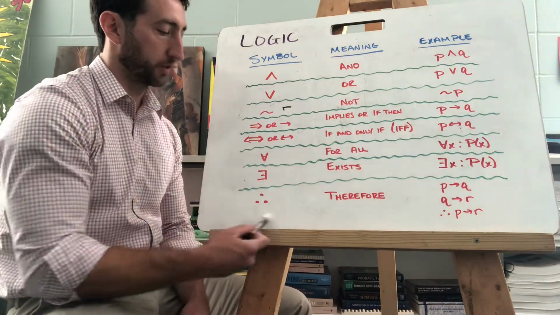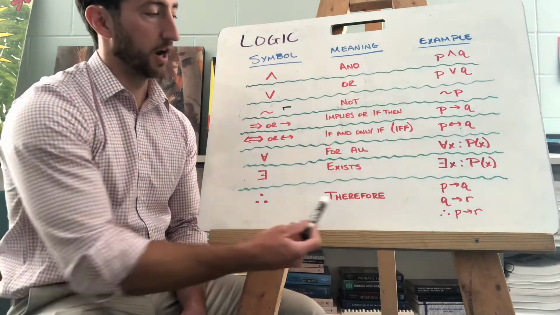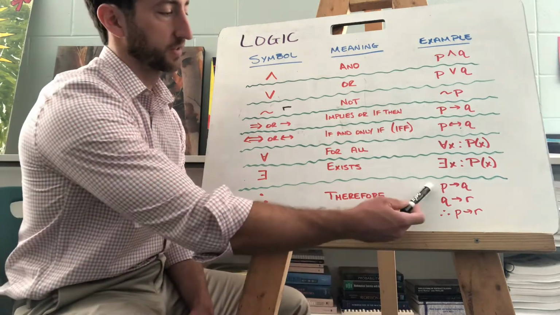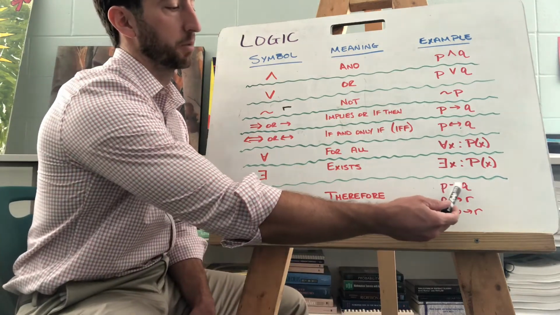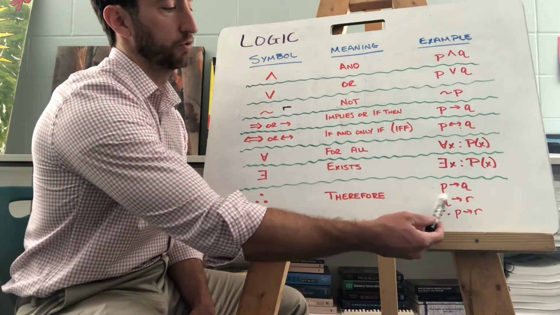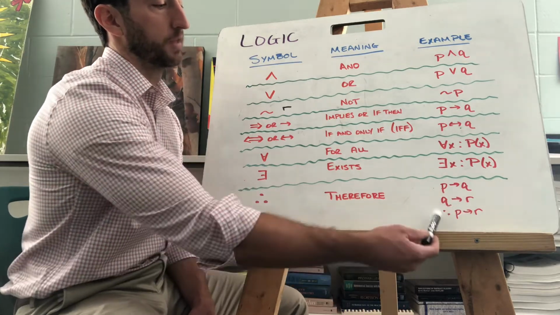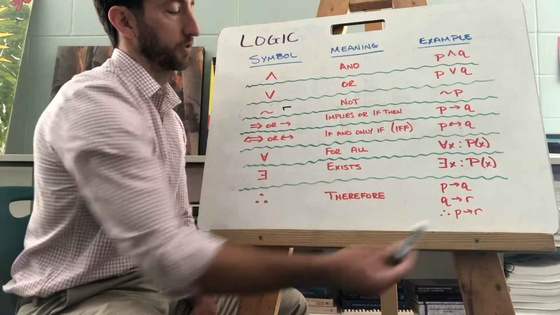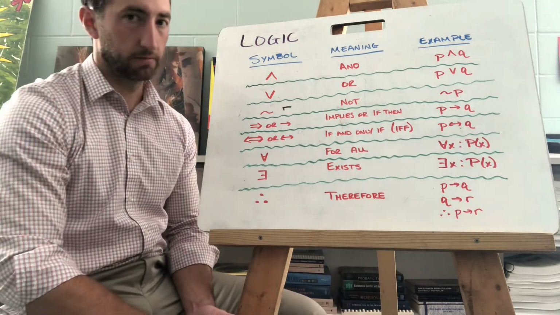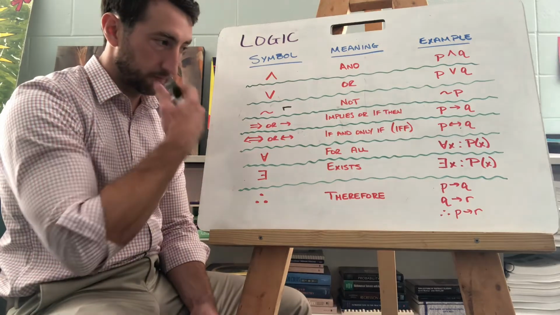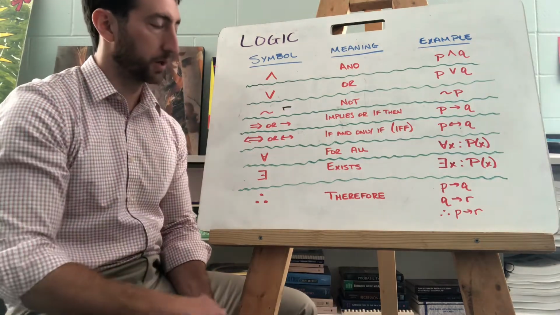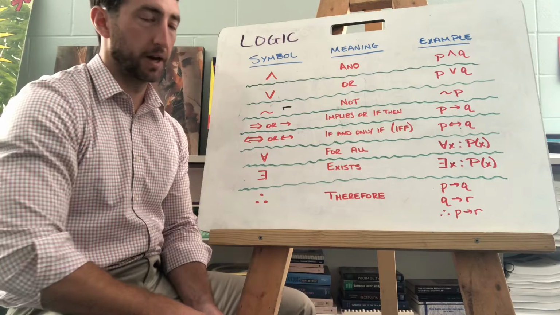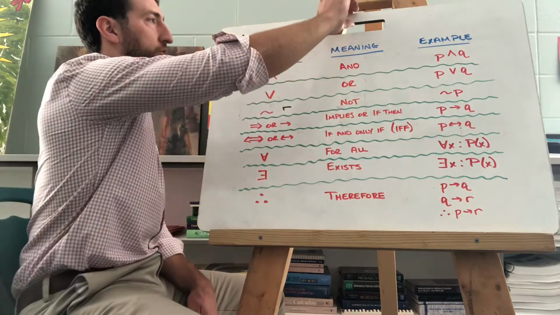And then another one you'll see a bunch is these three dots, and that just means therefore. So this is like if P implies Q and Q implies R, then therefore P implies R. So kind of like the transitive property, if you're thinking of our mathematical properties. So let's do a little bit of translating.